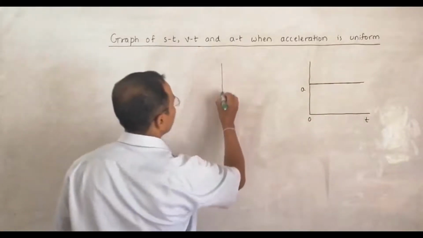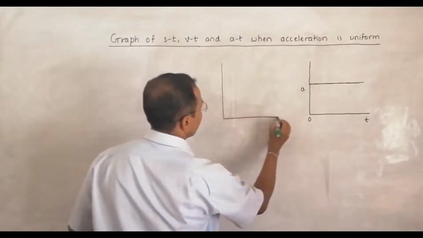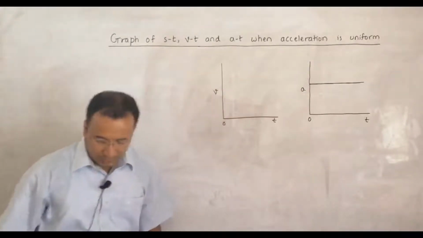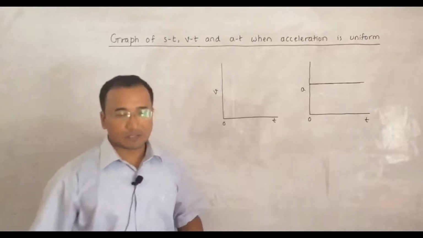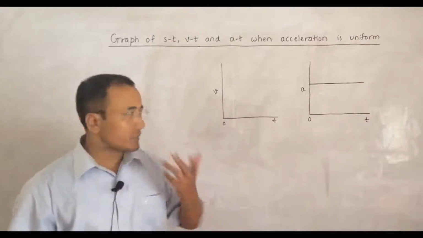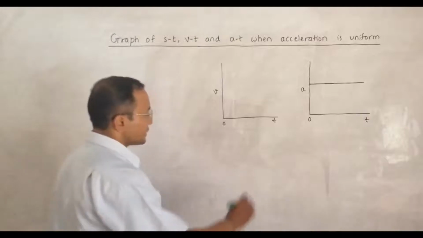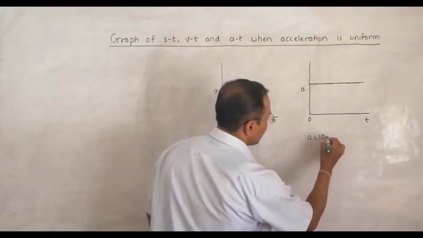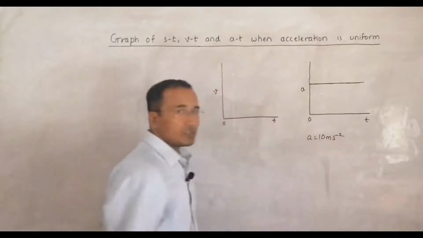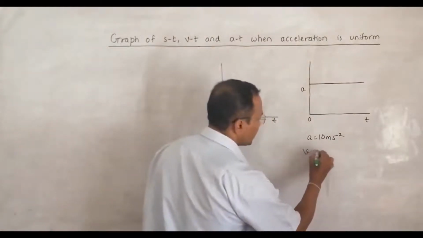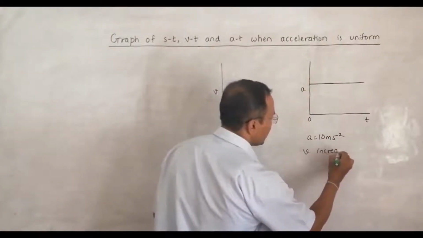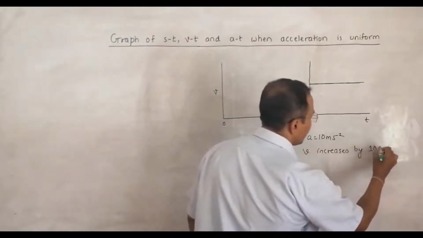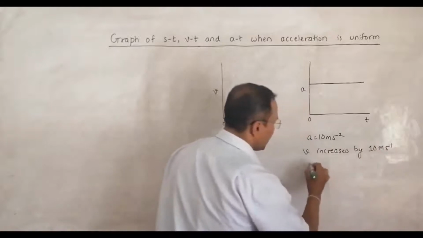Then comes VT. Let me draw the skeletal graph here. So this is T, O, and V. When A is constant, the value of V increases. Let us say A equals 10 meters per second squared. It means that V increases by 10 meters per second in each second.